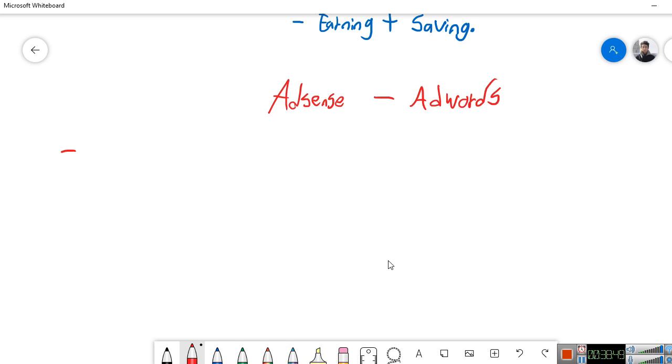AdSense and AdWords, both are platforms for publicity to optimize the win. Very well. Platforms for publicity. And what are some of the differences you found there? Publicity, yes, publicity to optimize the win. AdSense functions with Google.